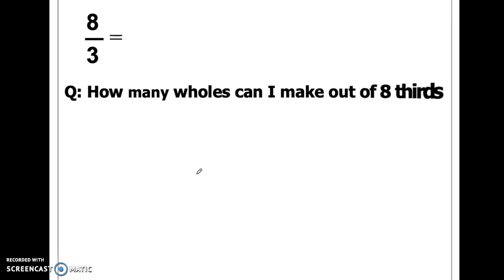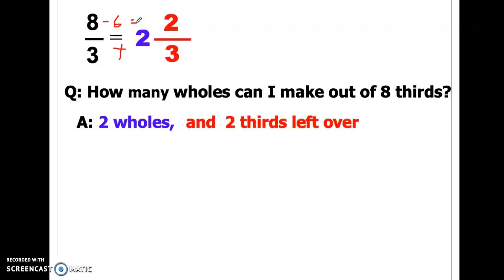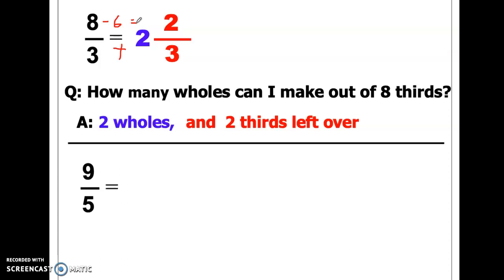8/3. Well, how many wholes can I make out of 8/3? Well, we know that 3 goes into 8 2 times, and 3 times 2 is 6, and 8 minus 6 gives us 2. So our answer will be 8/3 is equivalent to 2 and 2/3.